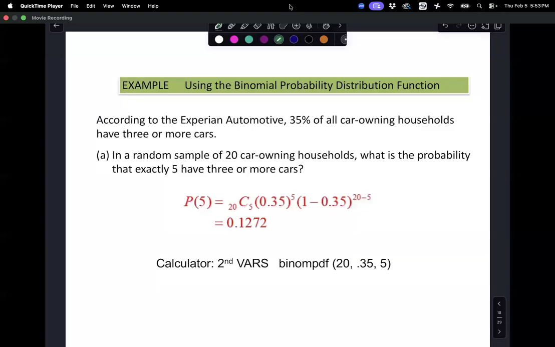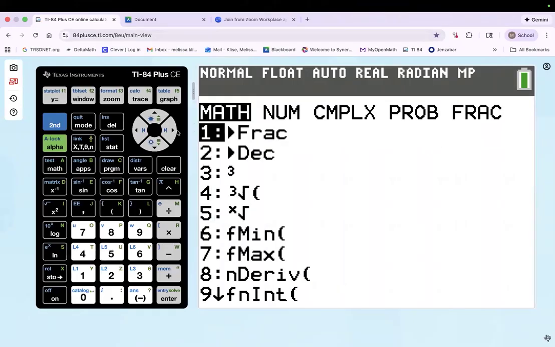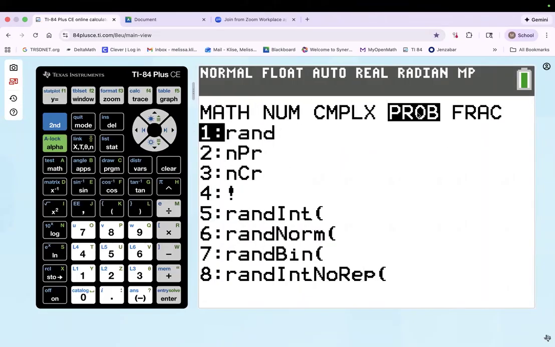This was if I was using the combinatorics, so I'm going to show you where this is. You don't have to use it, but every once in a while I get a student that's super interested. So I'm just going to show you where it is in the calculator. If I hit the math button and go over to prob, it's the third option.